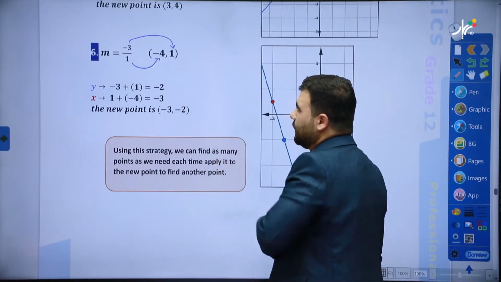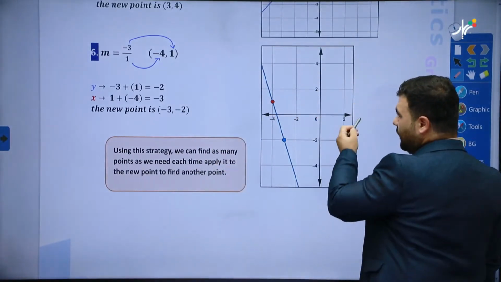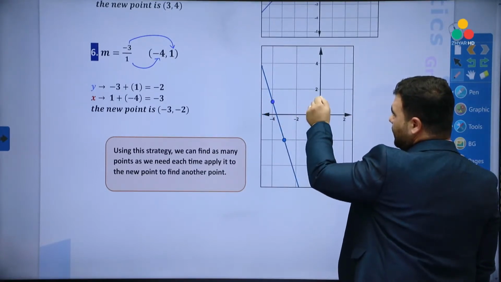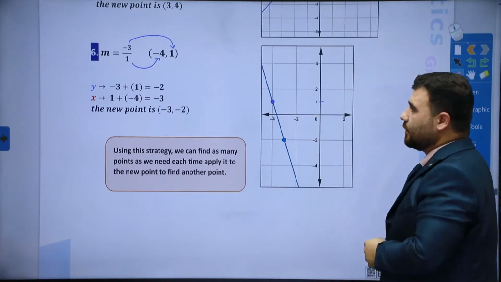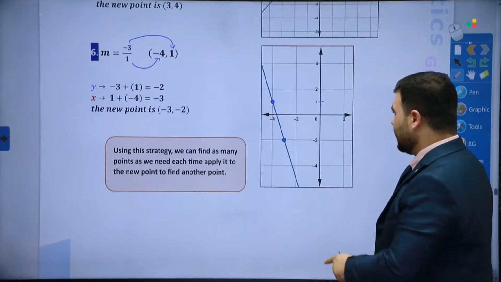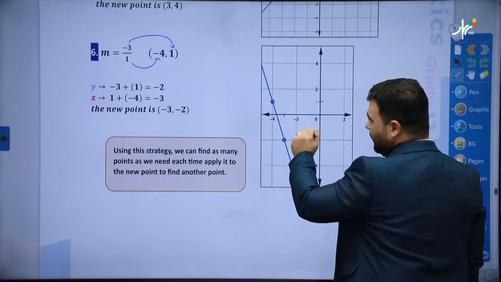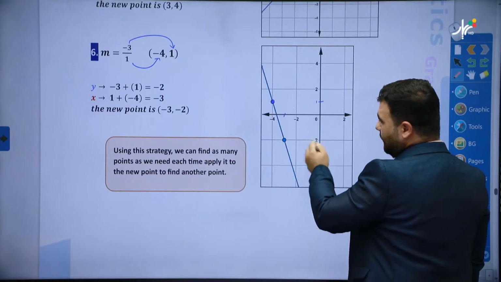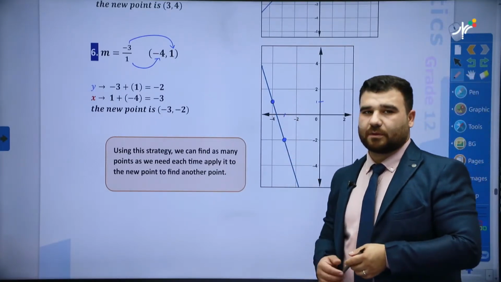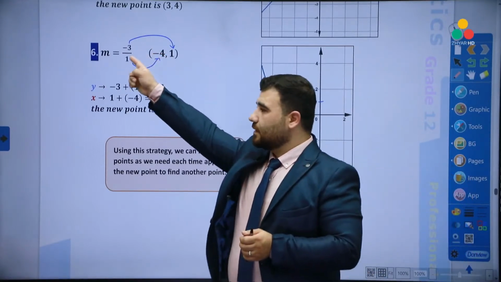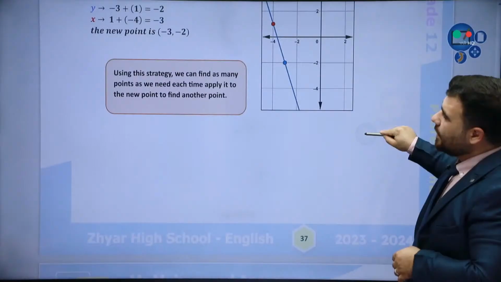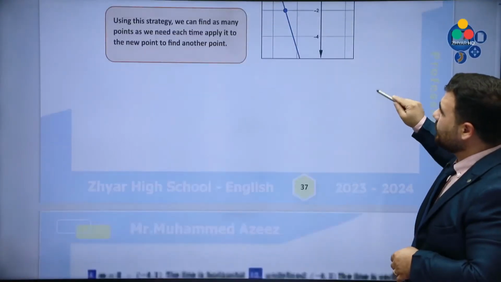So I already have 1 point, (-4, 1). (-4, 1) is this point. This is 0, 2. Between them is 1. This is the point (-4, 1). And the other point is (-3, -2). Negative 3 in x is here, between negative 2 and negative 4. And negative 2 is right here. Then place a straight line between them. This will be the graph of the line that has this slope and passes through this point. The new point is (-3, -2).